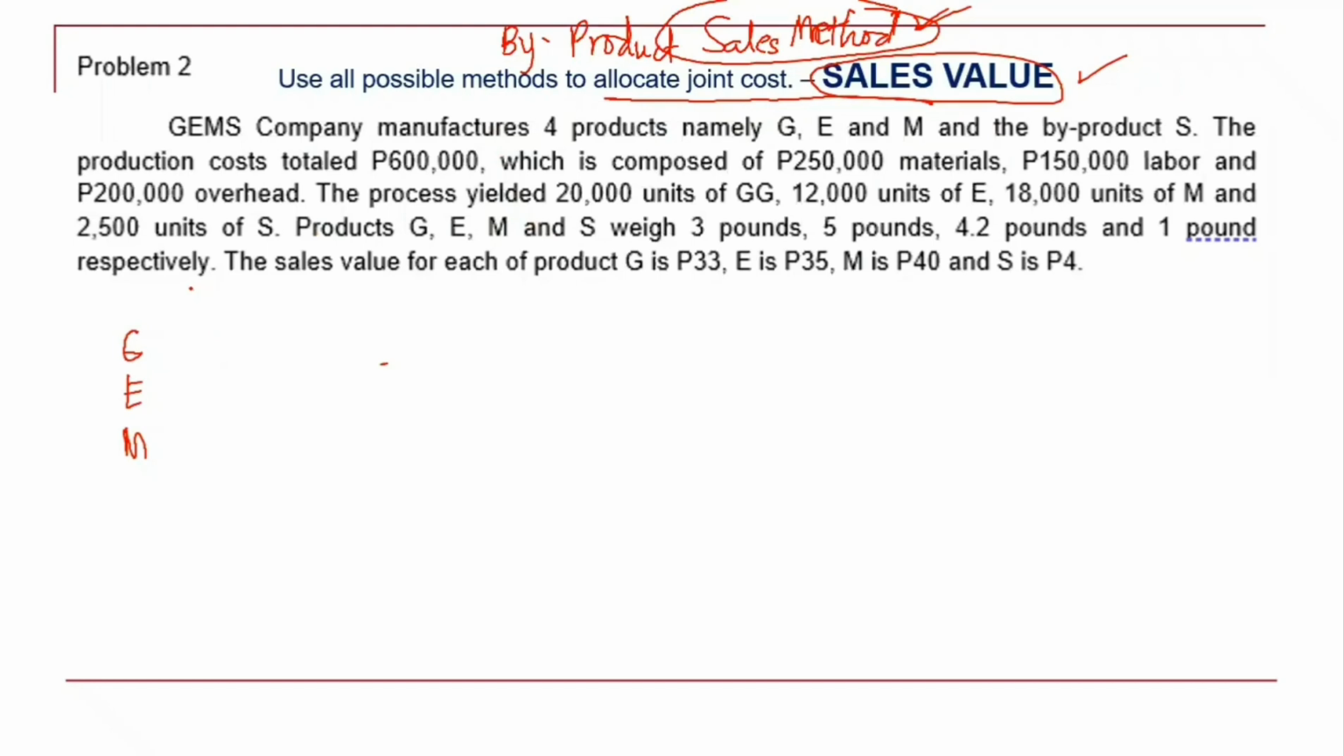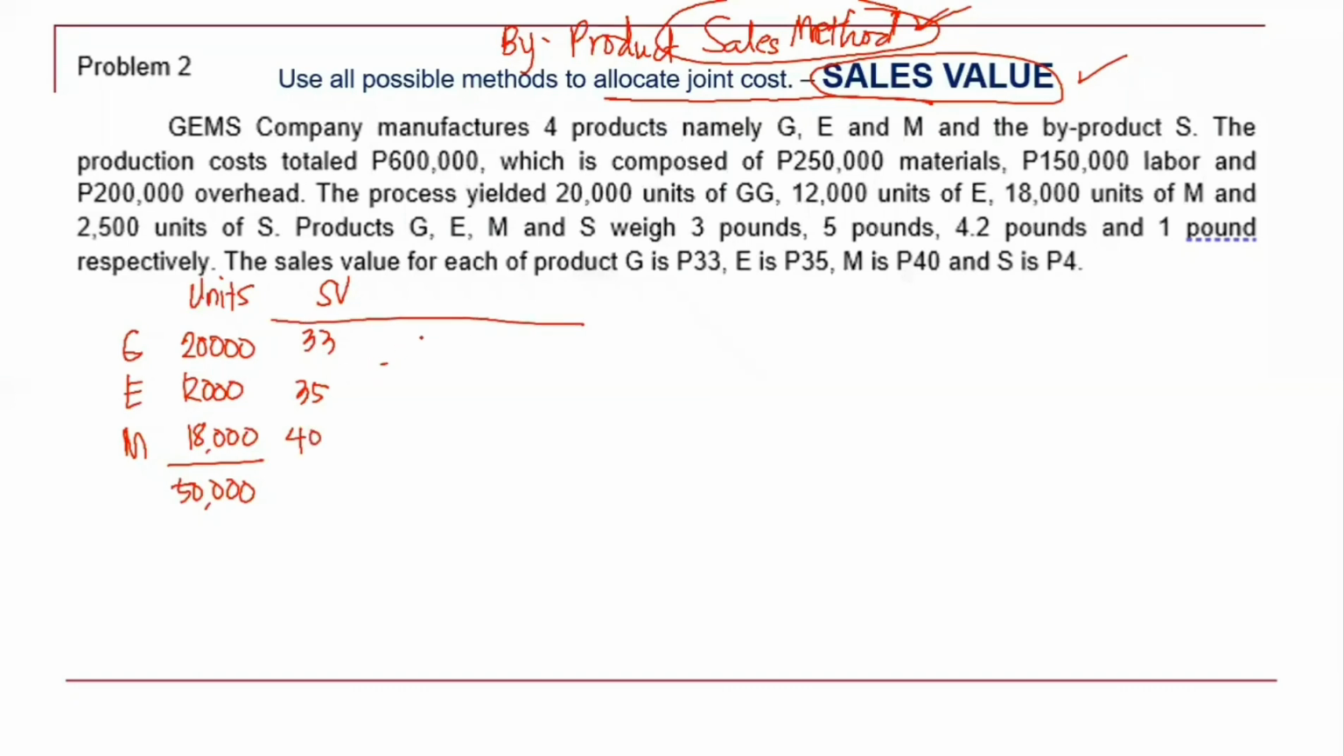Ilang units meron tayo? So that would be 20,000, 12,000, and 18,000. Total units, 50,000. Sales value. So we need to get the sales value of your product. So we have 33 kg, 35 kg, and 40 kg. So sales value per unit, kunin natin or itabi natin yung sales value natin in total.